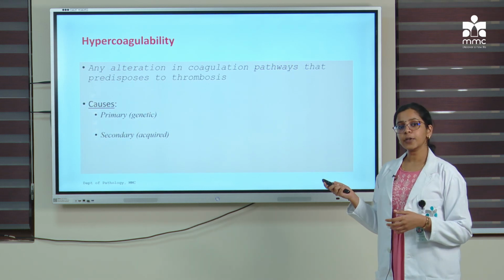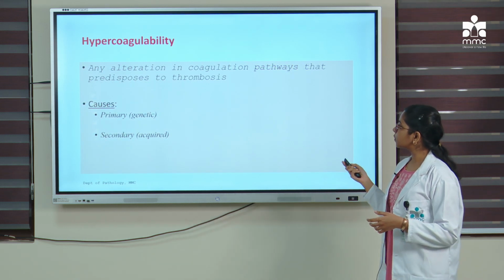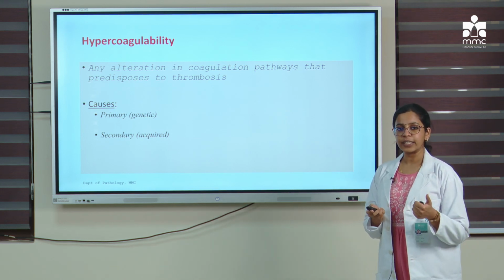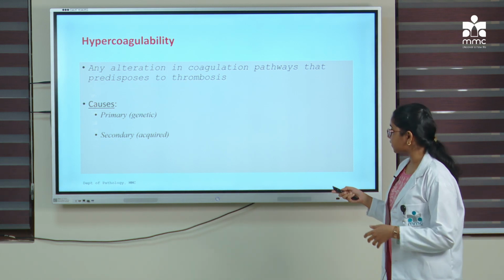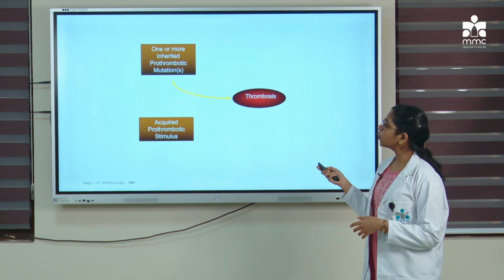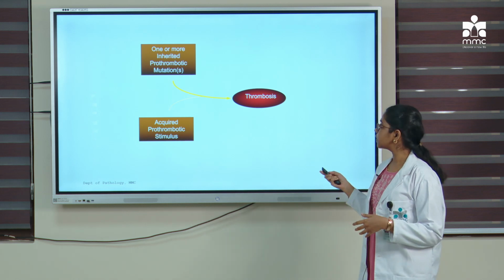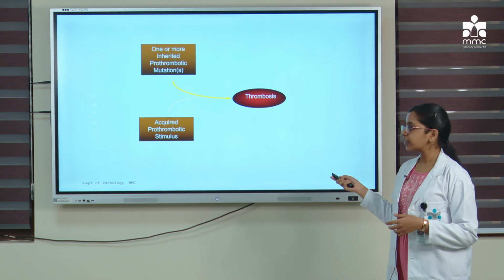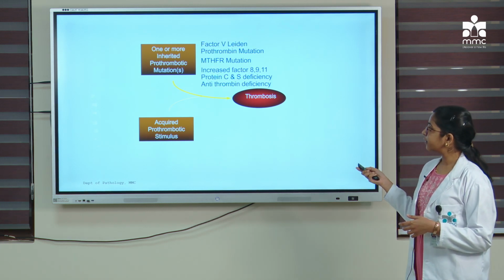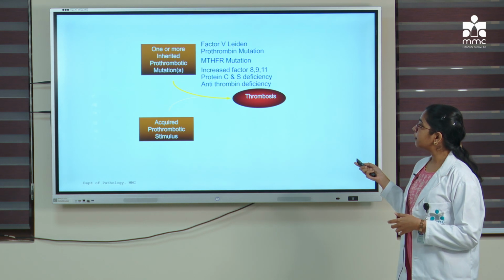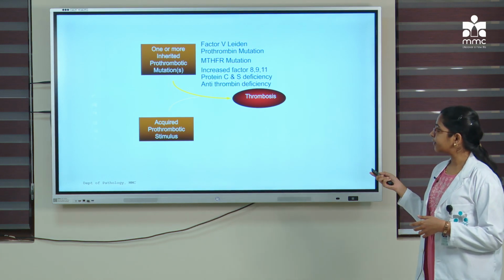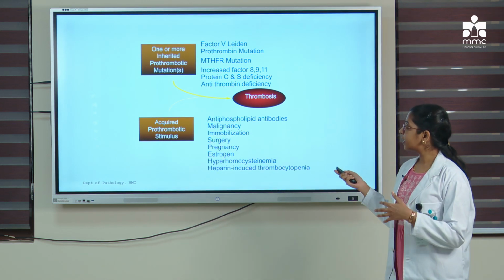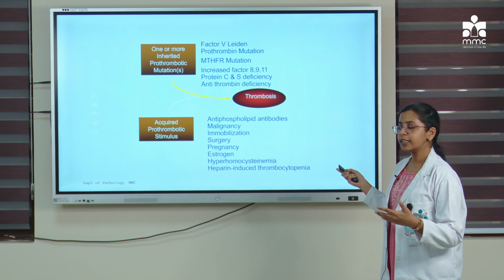The third one is hypercoagulability. It is any alteration in the coagulation pathways that predisposes to thrombosis, and basically the etiology is classified as primary or genetic factors and secondary or acquired factors. If there are one or more inherited prothrombotic mutations, that can result in thrombosis, and similarly we have a lot of acquired prothrombotic stimuli. Among the inherited ones, we have factor V Leiden mutation, prothrombin mutation, MTHFR mutation, increased factor 8, 9, 11, protein C and S deficiency, antithrombin deficiency. And on the acquired end, we have all these conditions which I shall explain in detail.